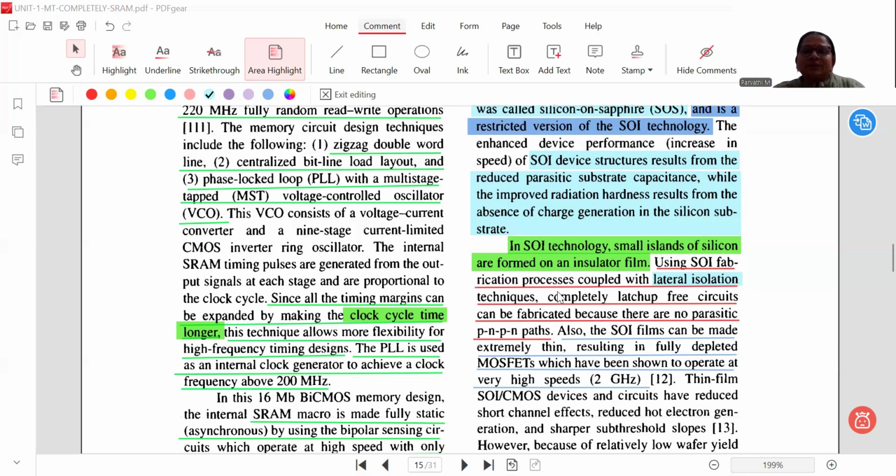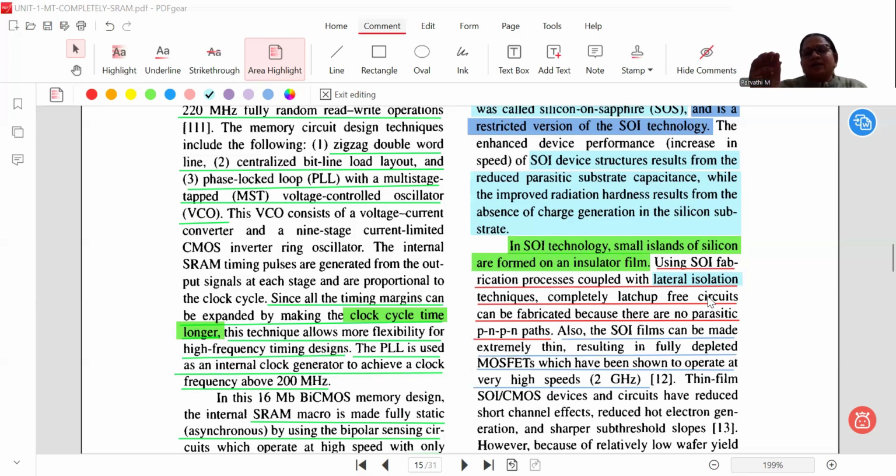So this SOI fabrication process is coupled with lateral isolation. Between the individual components, PMOS or NMOS or any other components layered above the substrate, these components will be separated or isolated using these insulator films. That's what lateral isolation is, because the formation of a component happens in the top layer itself. So lateral isolation means the top layer is taking the component formation.